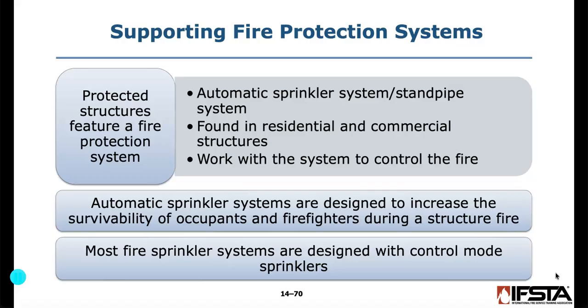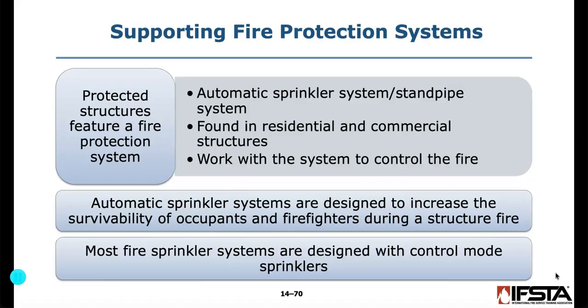And what do we use these for? We use these protection systems. We work with the system so that we can control the fire. Automatic sprinkler systems are designed to increase the survivability of occupants and firefighters during the structure fire. So basically what they do is they will be triggered by heat, by smoke, by some kind of detection device. Those sprinkler heads themselves may have a fusible link or a frangible bulb, which at a certain heat level, the fusible link will melt. The metal in it will melt, and it'll open up that sprinkler system so water can flow through it. We have wet systems mostly here.